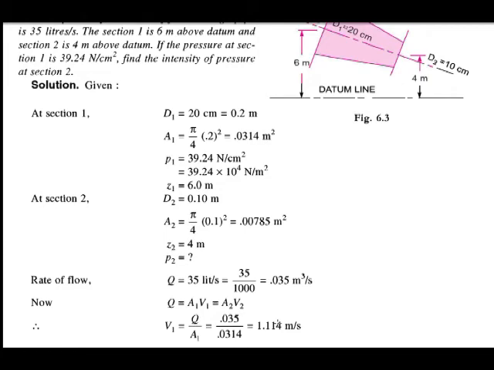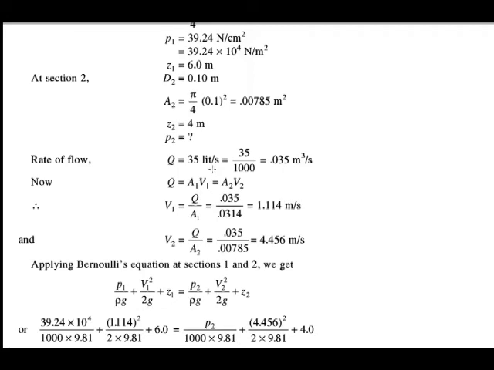To calculate the pressure at section 2, we first have to calculate the velocities at section 1 and section 2. Then we can apply Bernoulli's equation, and with the help of Bernoulli's equation we can easily find the value of the pressure. So first we will calculate the velocity at sections 1 and 2. For that we know that the discharge is equal to A1 V1.